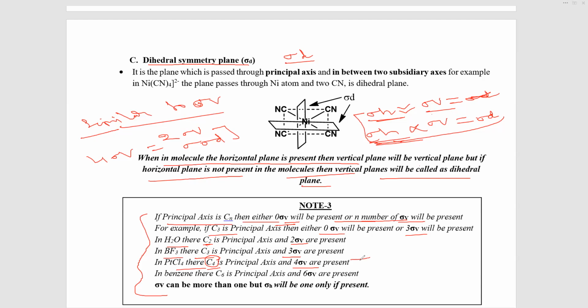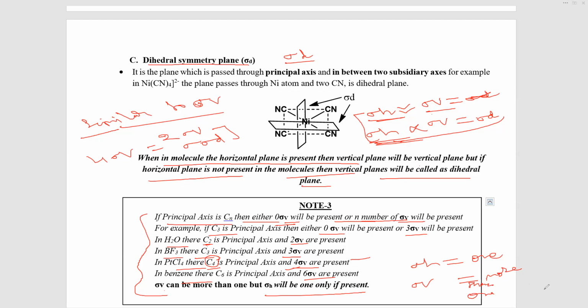But the condition is that one sigma v plane should be there. You have to find out whether one plane is present or not. If one plane is present, then n number of sigma v will be present. Similarly, in benzene, if sigma v is present, then 6 sigma v will be present. Now, this is a very important thing: sigma v may be more than one, but the horizontal plane will always be one. So sigma h will always be only one in any molecule, but sigma v may be more than one. So that thing you have to remember.